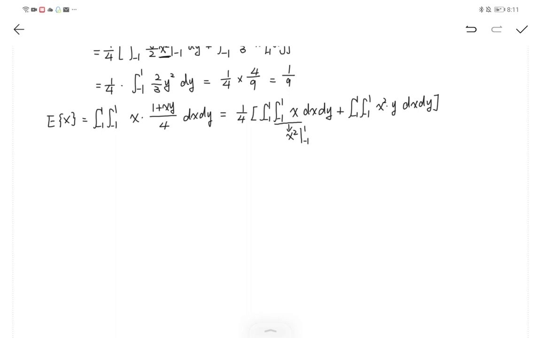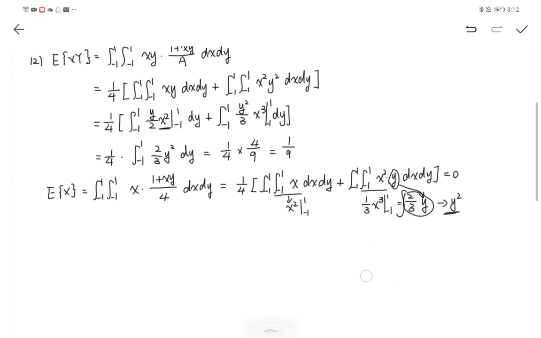And for the second part, this becomes 1/3 x to the power 3 from -1 to 1, so the whole part equals 2/3. We should multiply by y, and then it becomes y to the power 2, so it is also an even function. We can see the first part and the second part both equal 0, so the expectation of X equals 0.